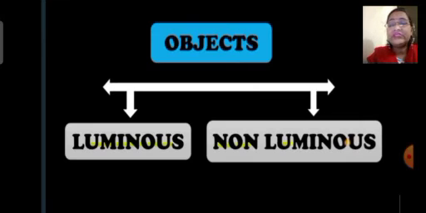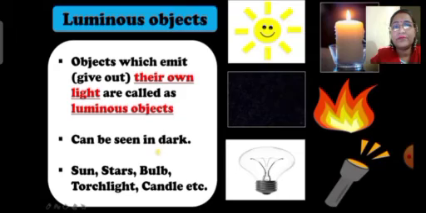Now next, we'll see the classification of objects present around us. In this, we'll study luminous and non-luminous objects. What are luminous objects, children? Objects which emit or give out their own light are called luminous objects. Luminous objects are sources of light which give out their own light, like the sun, candle, fire, bulb, torch, fireflies and stars. They have their own light and they emit their own light. That's why they are luminous objects.